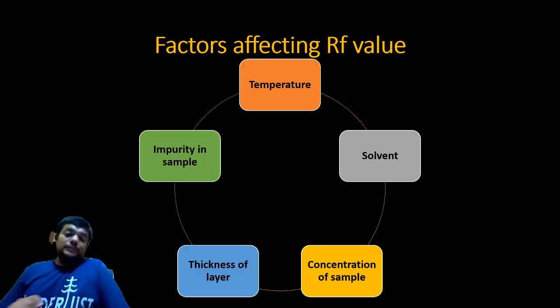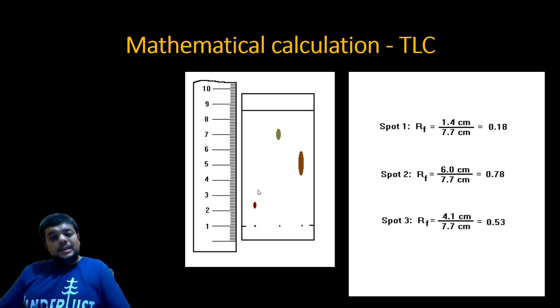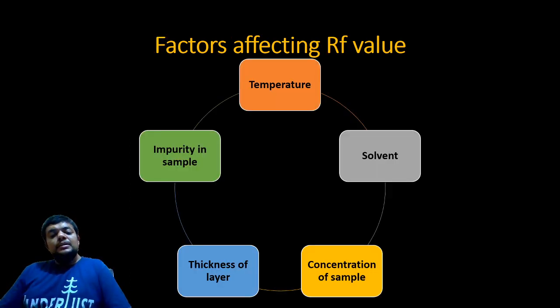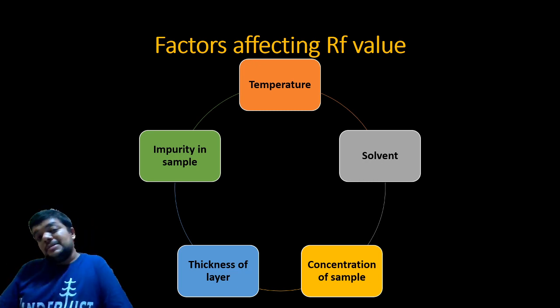Then thickness of the layer. This TLC plate should be a thin layered plate, and after that you should have least impurity in the sample. If your sample has impurity, then you might get two spots, one of the pure sample and one of the impurity present.